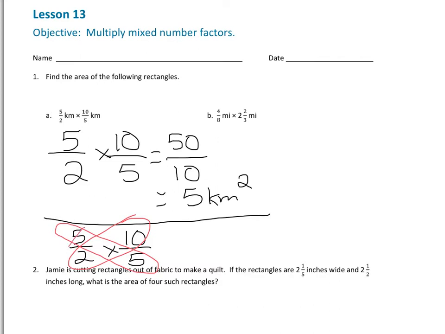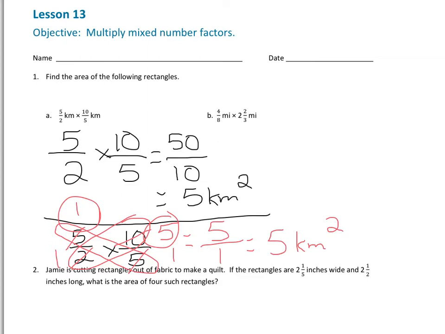For example, 5 can go into 5 one time, so 5 can go into 5 once. 2 can go into itself one time, and 2 can go into 10 5 times. You're left with 5 right here times the 1 that's right there. 5 times 1 is 5. 1 times 1 is 1. 5 over 1 equals 5 kilometers squared. Now that only works if the numbers that are diagonal can cross-cancel one another.